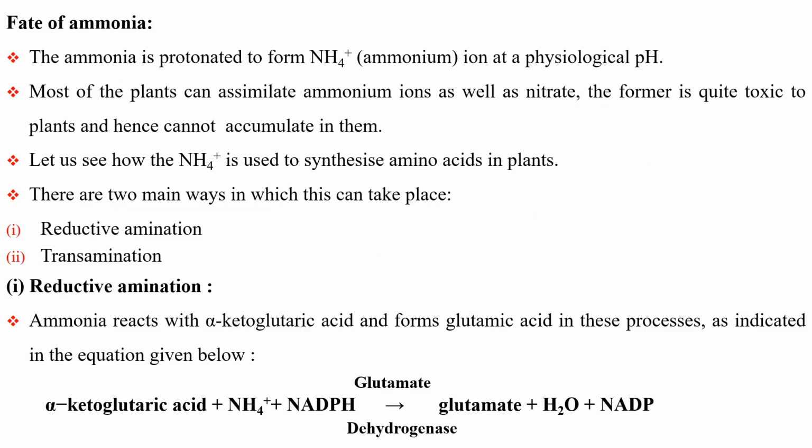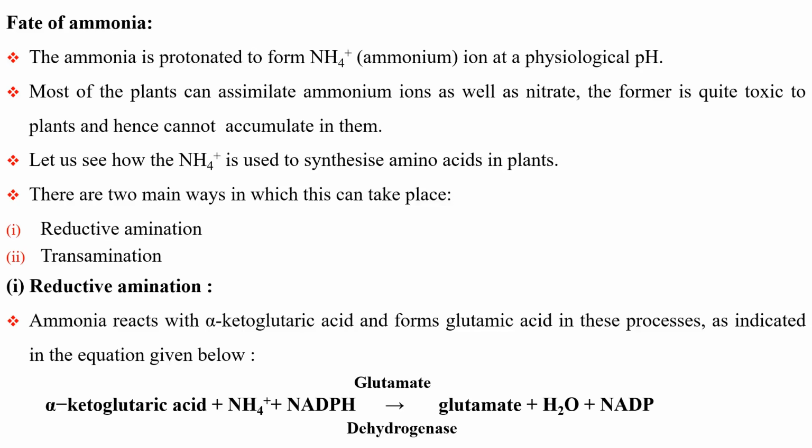Fate of ammonia. The ammonia is protonated to form ammonium ion at physiological pH. Most of the plants can assimilate ammonium ions as well as nitrate. The former is quite toxic to the plants and hence cannot accumulate in them. Let us see how the ammonium ion is used to synthesize amino acids in plants. There are two main ways in which this can take place. 1. Reductive amination. 2. Transamination.